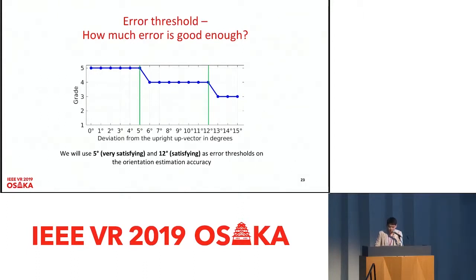Before I wrap up our performance results, we have to quantify how much error is good enough, since we are producing values instead of classes. Therefore, we conducted a user study to quantify the human perception of vertically upright images. Based on the user study, we will use 5 degrees for very satisfying upright images and 12 degrees for just regular satisfying upright images to measure the performance.